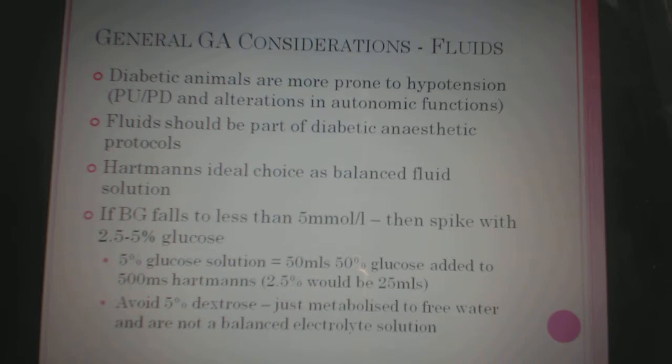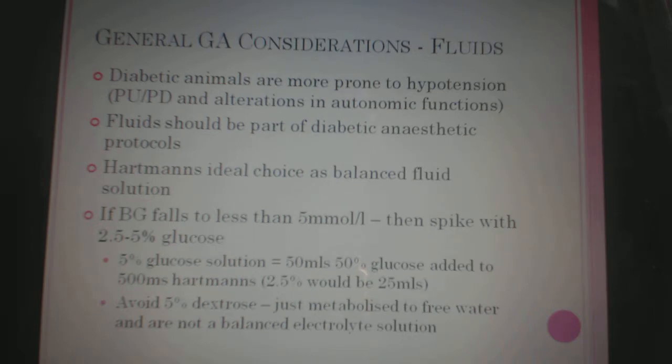Other things to consider regarding general anaesthetics. Diabetic animals are more prone to having hypotension, both because of the PUPD that they show and also because of alterations in their autonomic functions, their ability to vasoconstrict and things like that. Therefore, all diabetic animals should have fluids as part of their protocol. Hartmann's would be an ideal choice as a balanced fluid solution, and I've given you a little recipe here of what to do if the blood glucose does fall to less than 5 millimoles per litre, and basically it involves spiking it with a little bit of glucose solution.